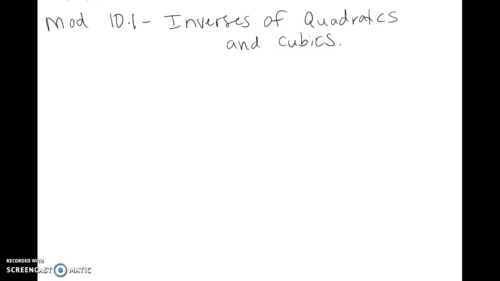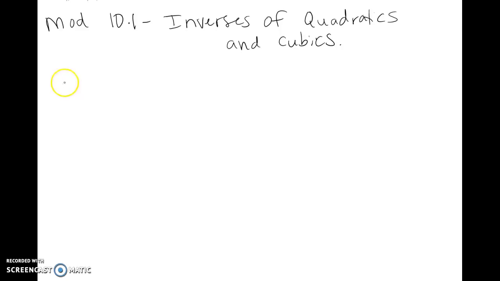So as you'll notice, I don't have the book pulled up. We are not going to use the actual HMH book. Instead, you're going to be taking these notes on a separate sheet of paper. So if you haven't already gotten out a separate sheet of paper, go ahead and do so, and then title it Mod 10.1, Inverses of Quadratics and Cubics.